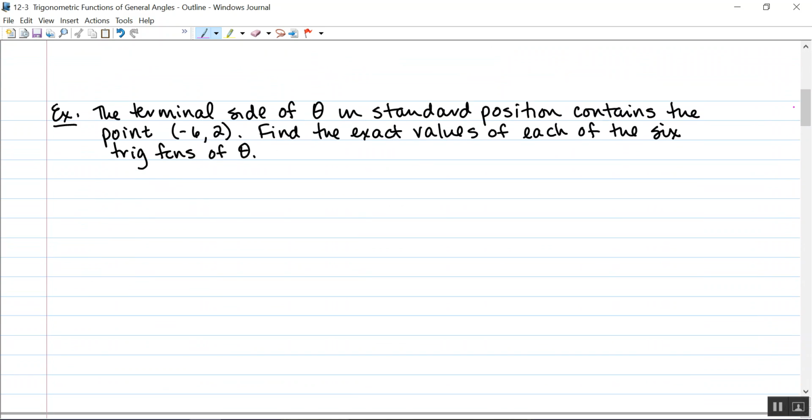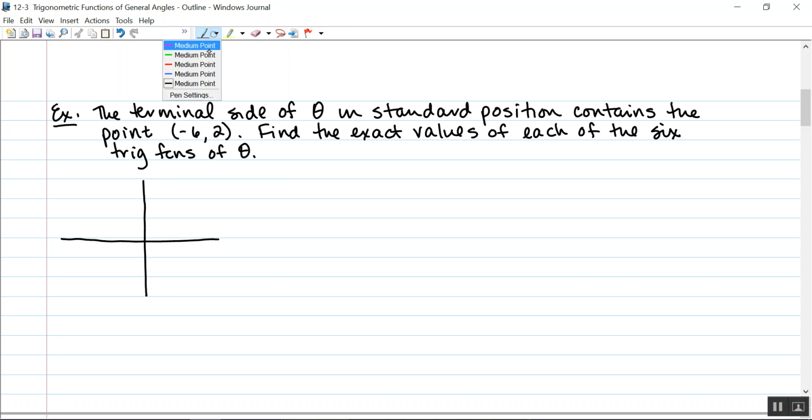Let's take a look at an example here. This says the terminal side of theta in standard position contains the point (-6, 2). Find the exact values of each of the 6 trig functions of theta. So in order to do this, I'm going to start with a little sketch, because I'm a very visual person, I like to see what this looks like.